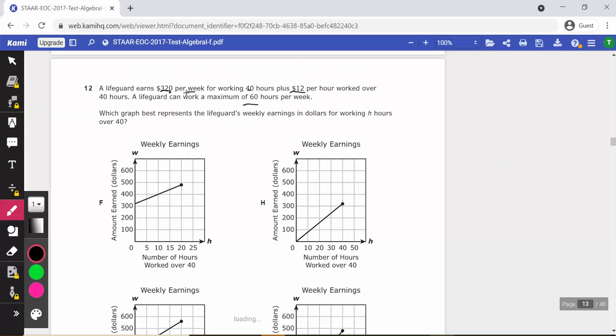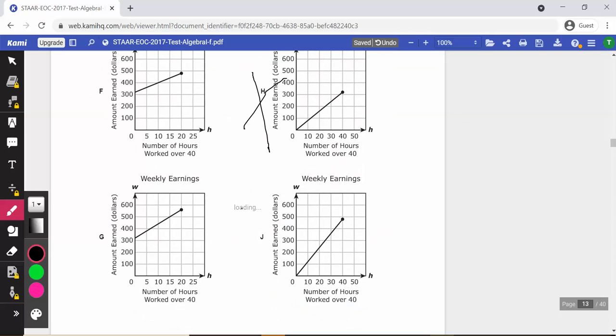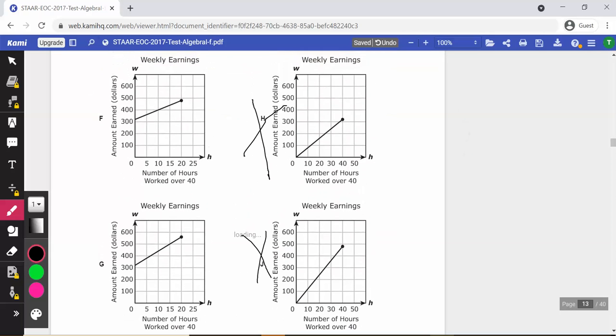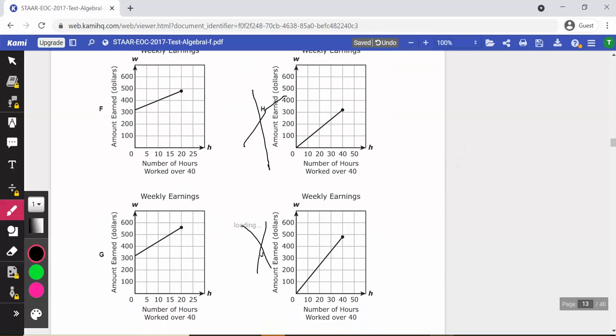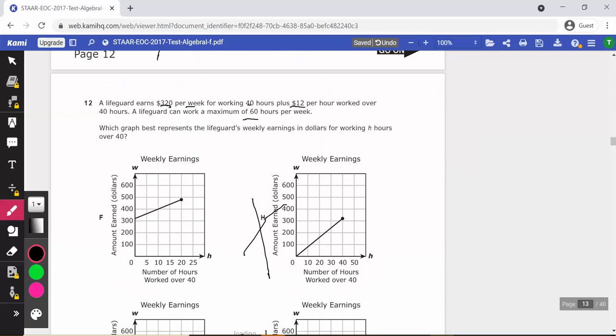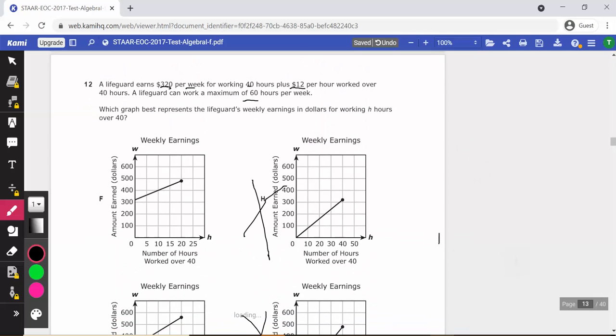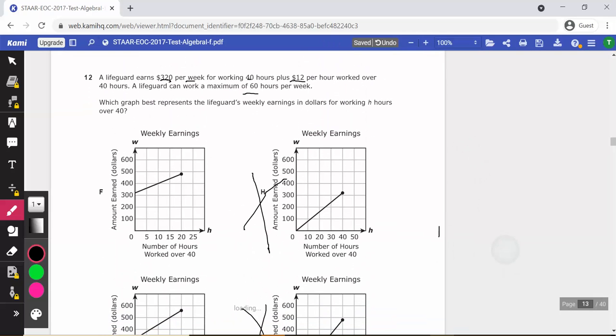So it starts there because this is just overtime, okay? So per week he gets $320, and for the hours after that he gets $12 per hour, after he gets the 40 hours. So we know our graph has to start at 320. So it's not H or J. And then we're left with F and G. Yeah, G, right? So 40 hours plus $12 per hour.